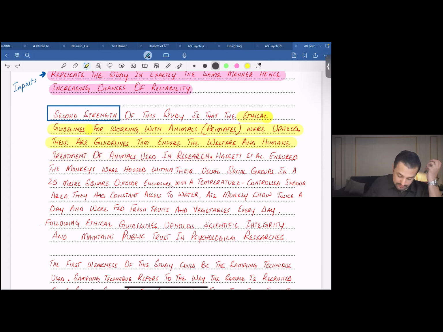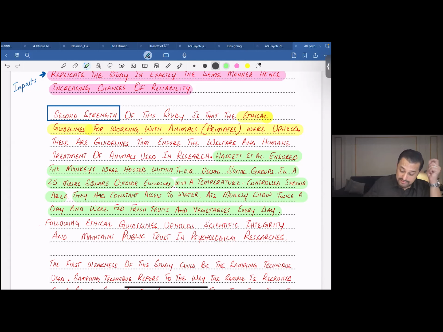Okay, I'll just remove the highlighted part, and begin it from here. Hassett et al. ensured that the monkeys were housed within the usual social groups in a 25-meter square outdoor enclosure with a temperature controlled indoor area. They had constant access to water, ate monkey chow twice a day, and were fed fresh fruits and vegetables every day. Now, this green part again shows the examiner that you know what you mean when you're saying there were ethical guidelines being followed in this research, right?